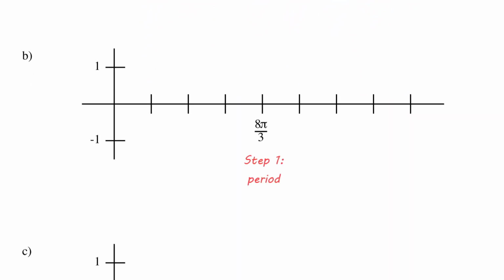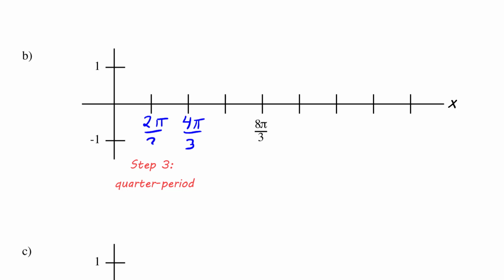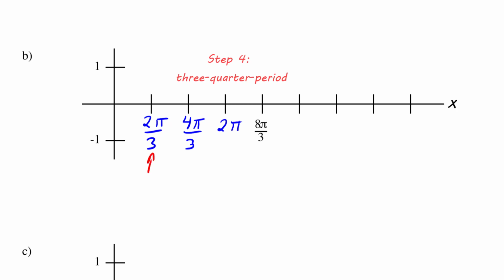Let's do this again. We have 8 pi over 3, half period, half of 8 is 4, so 4 pi over 3. Half of 4 is 2, so 2 pi over 3. And then when we multiply the quarter period by 3, it becomes just 2 pi. And now we use that quarter period as a standard counting unit.